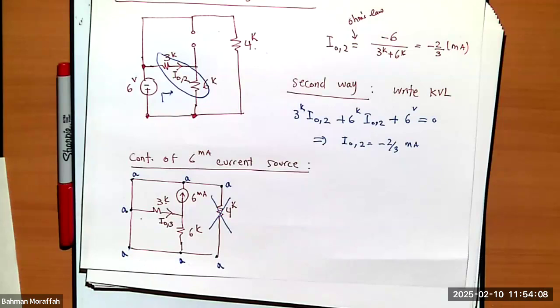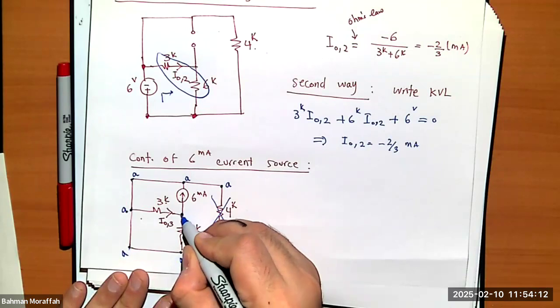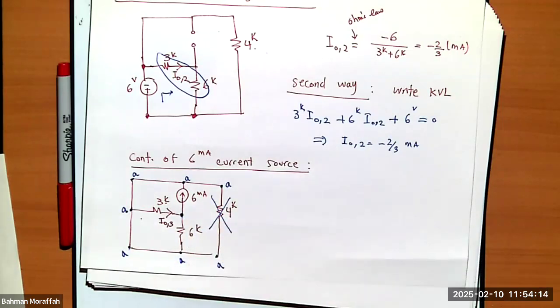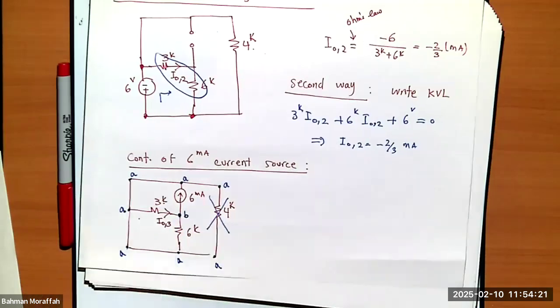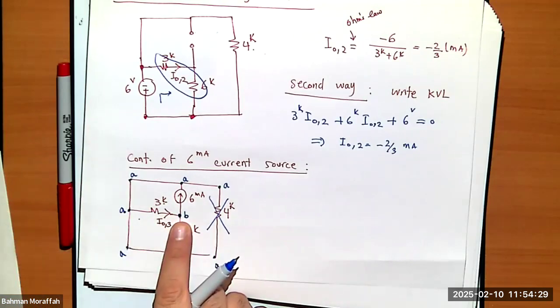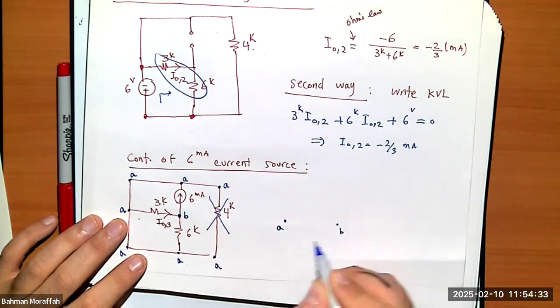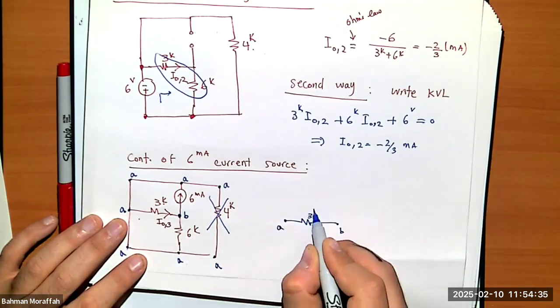Do you agree this is a new node for me? Let's just call it B. Let's redraw the circuit. I have this 3K between A and B. So I have A here, I have B, and I have this 3K here.